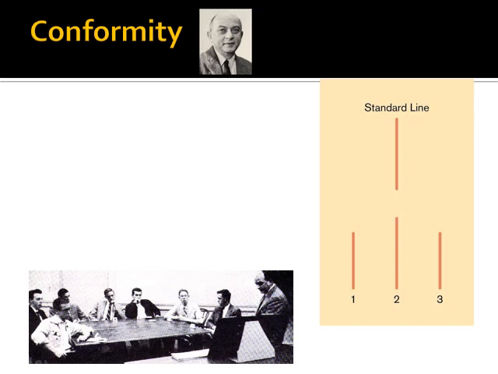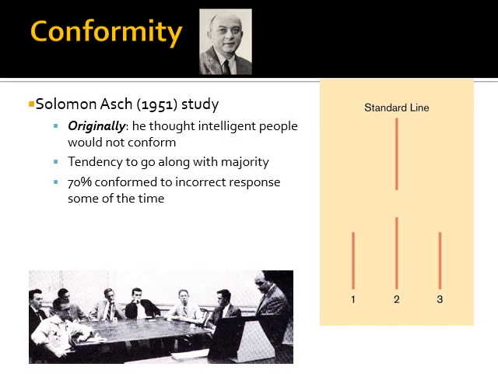This research about conformity originates with a researcher named Solomon Asch. Solomon Asch did this experiment in the early 1950s, and he originally thought that really intelligent or smart people would not conform. Well, he was wrong. But what I want you to know is, what did this experiment really look like?